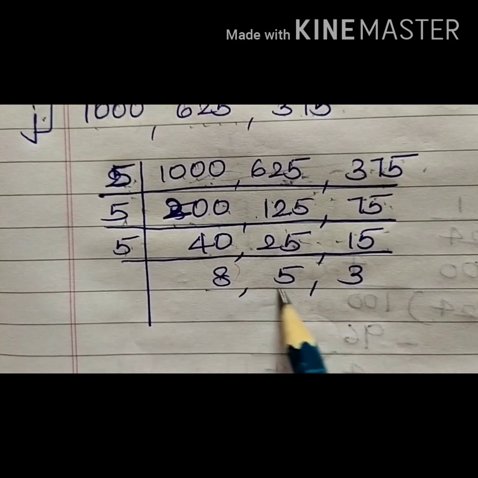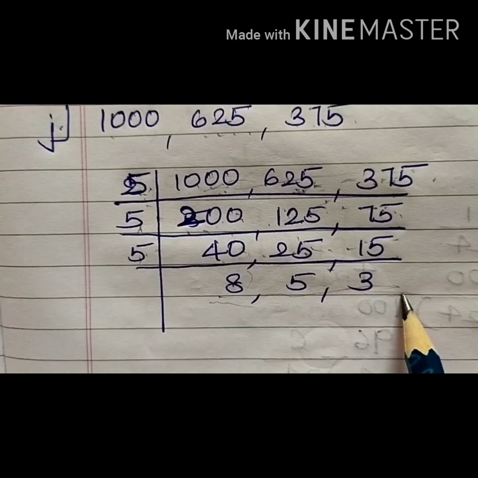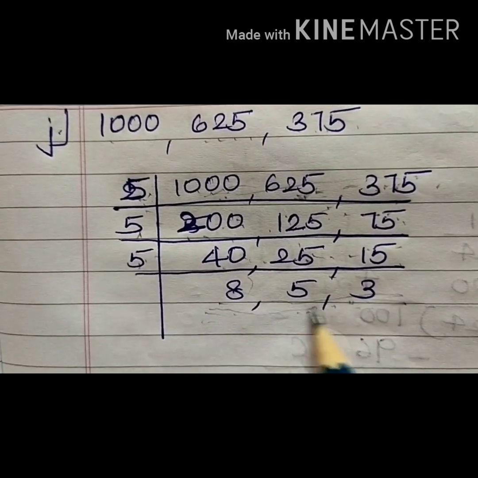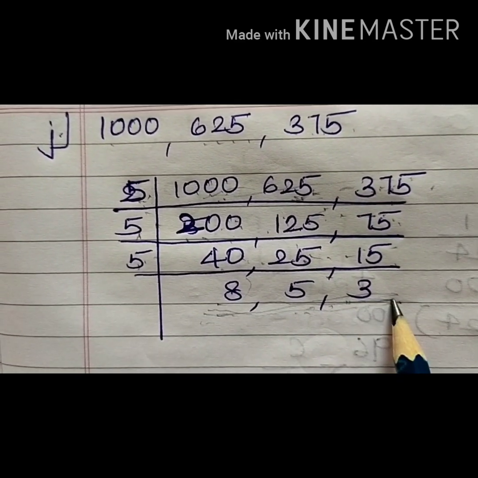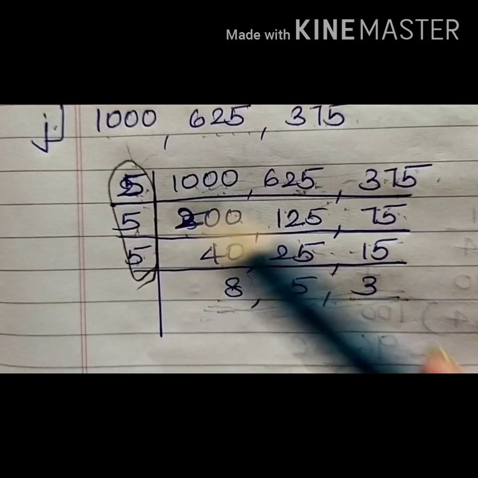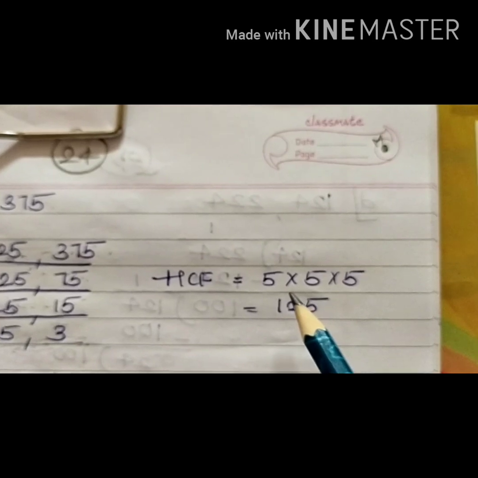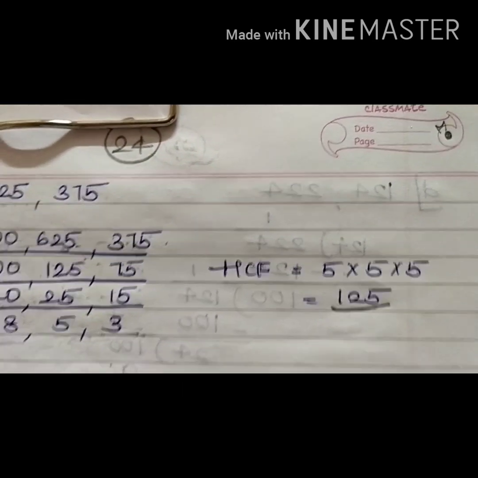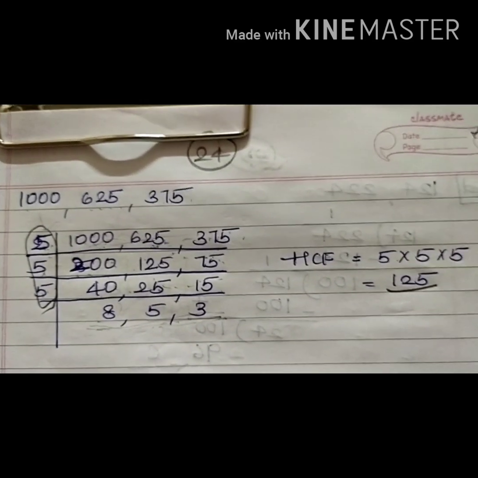That's it. Now here comes the numbers which are all different, and two of the numbers are prime. So we need to leave our workout over here. So the only common factors that I am getting are 5 into 5 into 5, and the HCF is 125. Hope children you all have understood this method clearly.